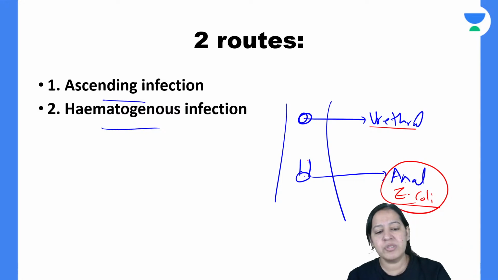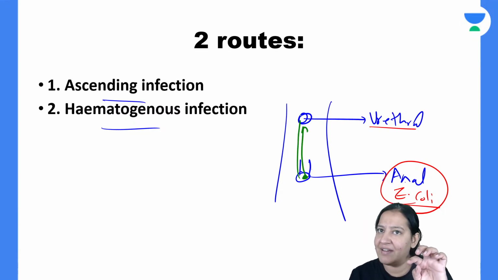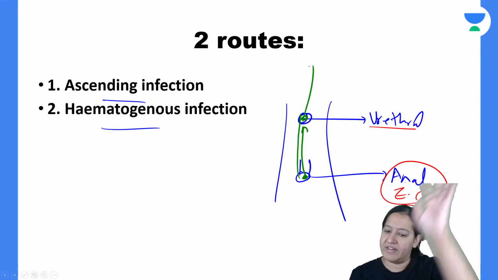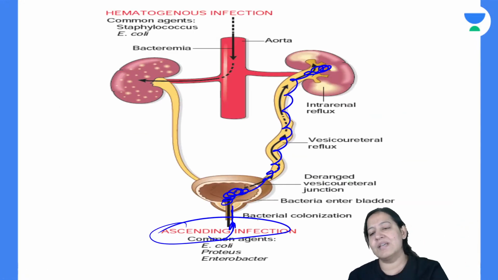And the 2 openings are close to each other. So due to the vicinity of the 2 openings, the E. coli from the anal canal can travel here and enter into the urethra, and it can ascend upwards. Have you got it? So this is known as ascending infection.